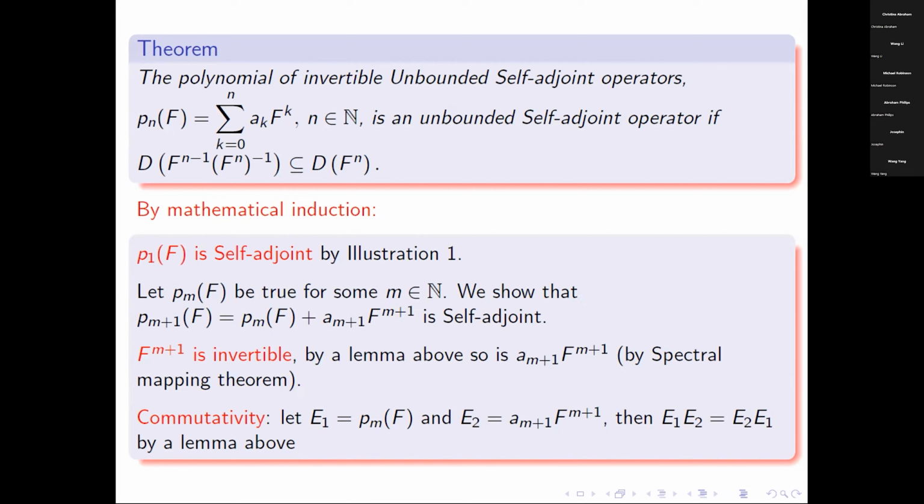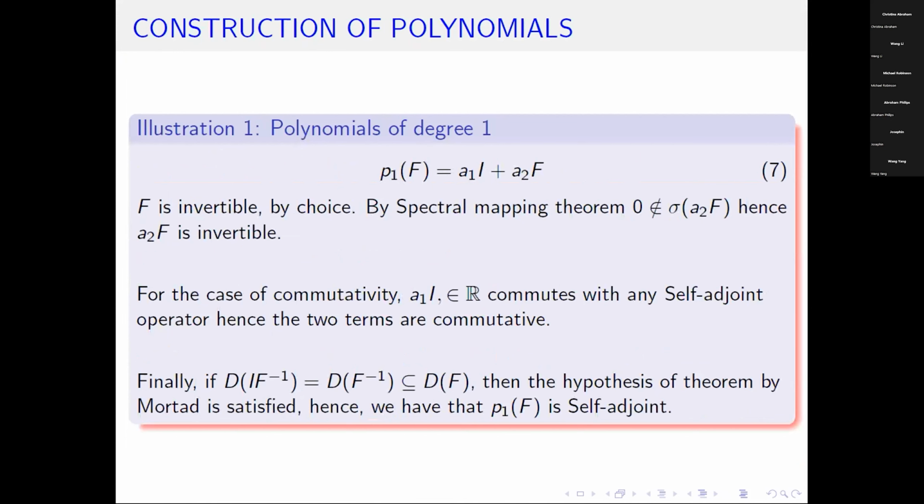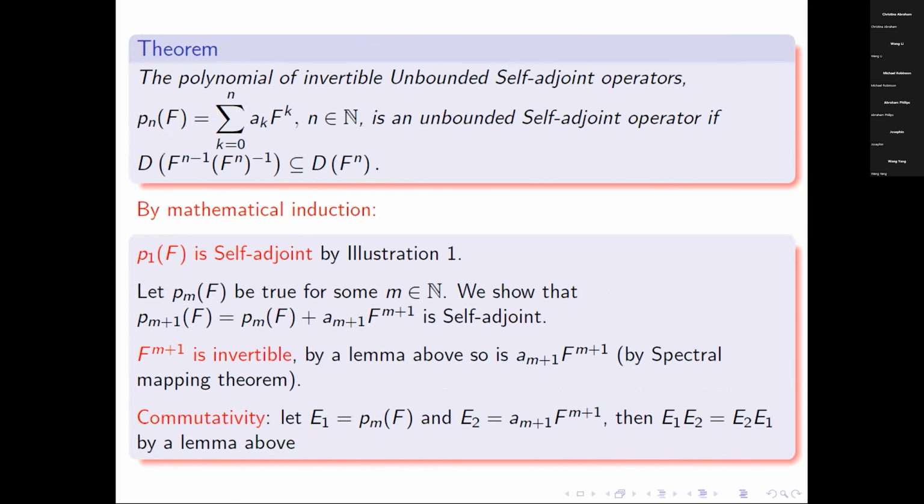Of course, we are looking at the basis, and the basis is when the degree is 1. We have just seen in illustration 1 above that the polynomial of degree 1 will be self-adjoint. Therefore, we simply assume that this could be true for some m, where m is simply a natural number, that this polynomial of degree m is an unbounded self-adjoint operator. Then can we prove that the polynomial of degree m plus 1 is also a self-adjoint operator?